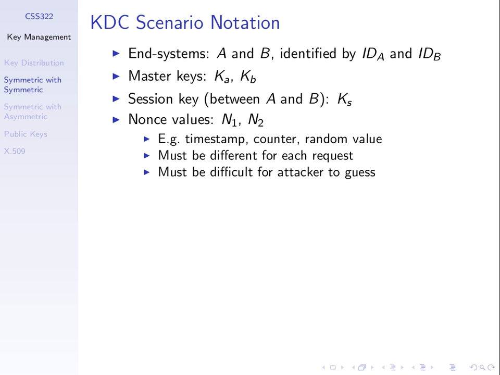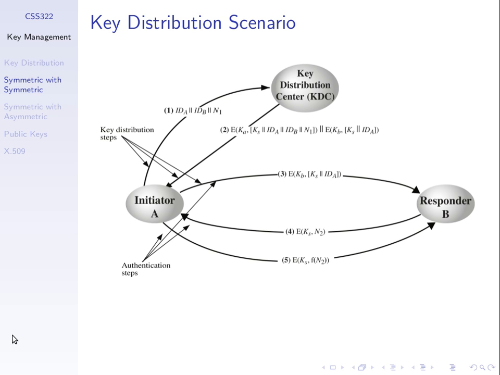We'll see that there's another nonce value, N2, as well, that has the same characteristics. And it should be difficult for the attacker to guess. So normally a random number is used. We'll see, especially for nonce 2, that's important. So in the first step, A essentially requests a session key from the KDC, a session key to communicate with B. The KDC responds with this long message. Let's look at the details.